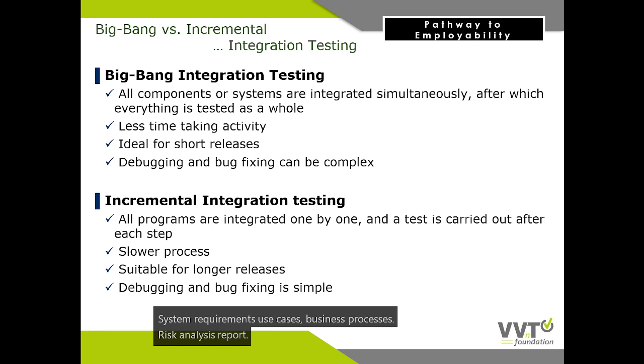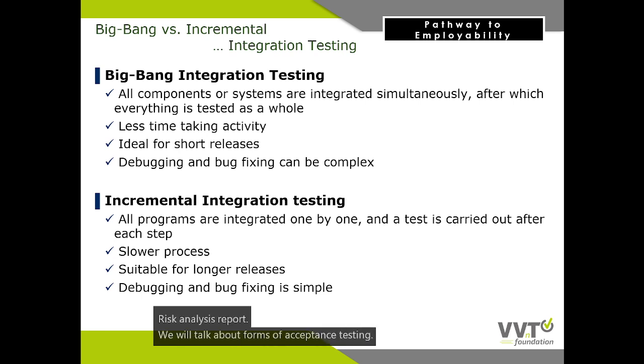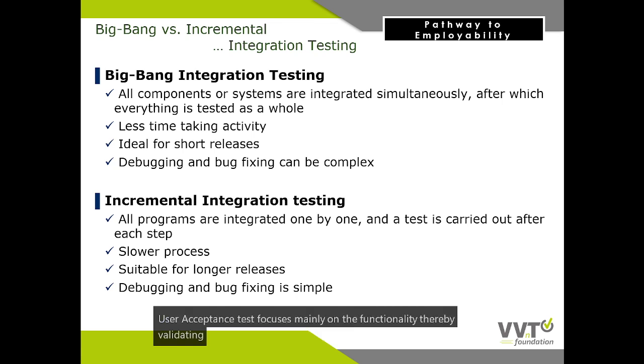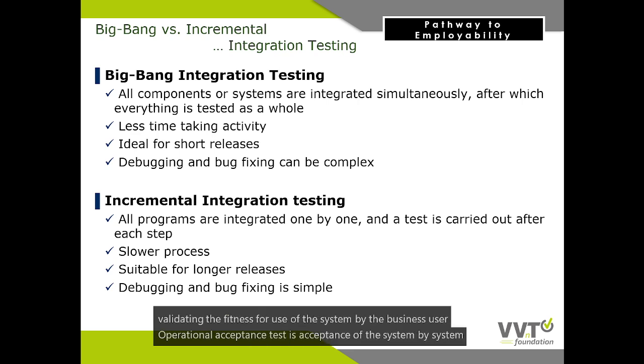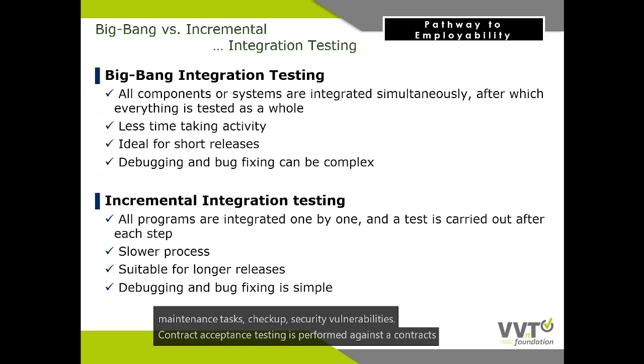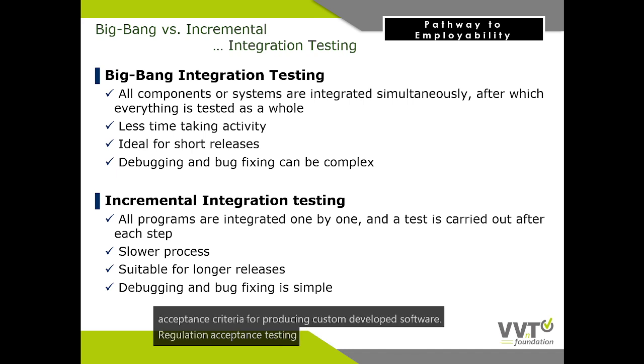Now we will talk about forms of acceptance testing. User acceptance test focuses mainly on the functionality, thereby validating the fitness for use of the system by the business user. Operational acceptance test is acceptance of the system by system administrators, like testing of backup/restore, disaster recovery, maintenance tasks, check of security vulnerabilities. Contract acceptance testing is performed against a contract's acceptance criteria for producing custom-developed software. Regulation acceptance testing is performed against any regulations like government, legal, etc.